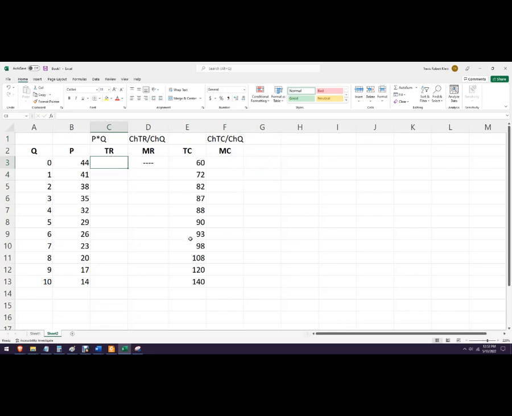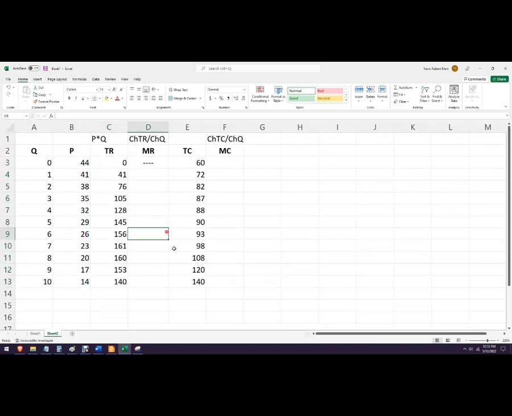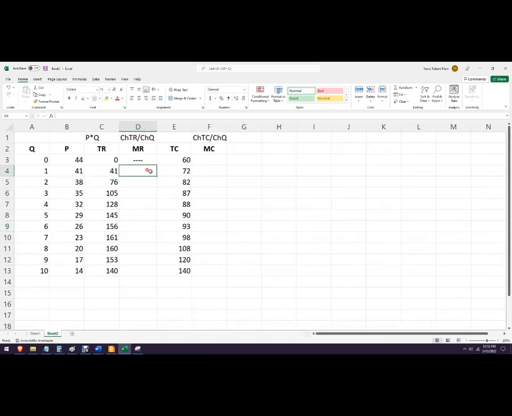Okay, so price times quantity is going to be 0. So we'll just write a function here. So it's quantity times price. That gives me 0. What I can do is just copy that function by hitting Control D, or if you don't want to do it that way, you can grab that little tiny plus sign and just drag it on down. That's weird.